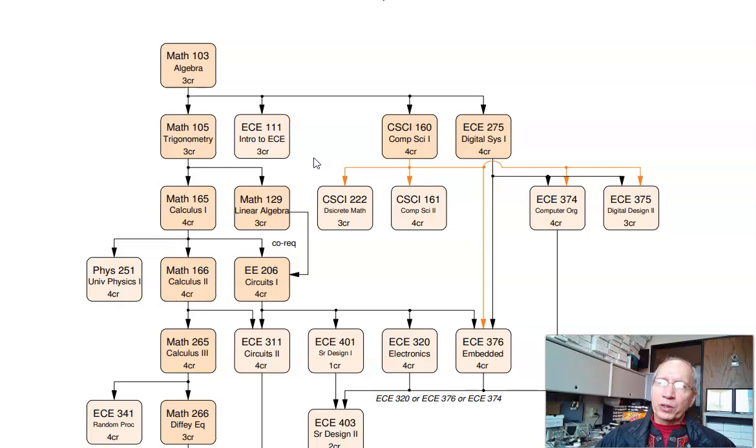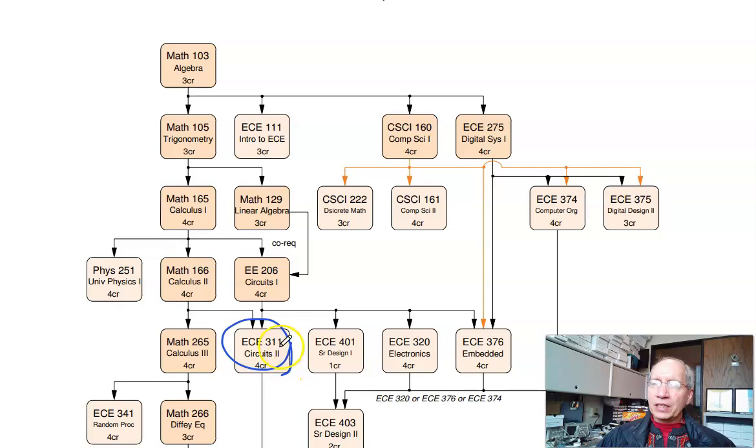Now, if you look at the curriculum for our ECE program, this would be for computer engineering. It's similar for software engineering, electrical engineering. When you get to Circuits 2, you've had algebra, that's solving one equation, one unknown, trigonometry, sines and cosines, Calc 1, taking derivatives, Calc 2, integration.